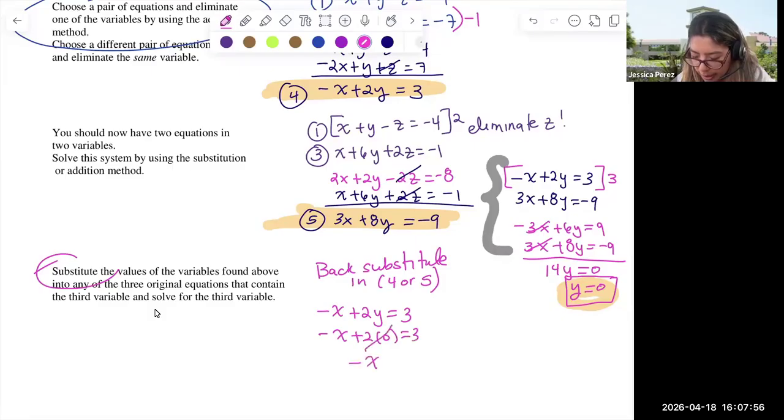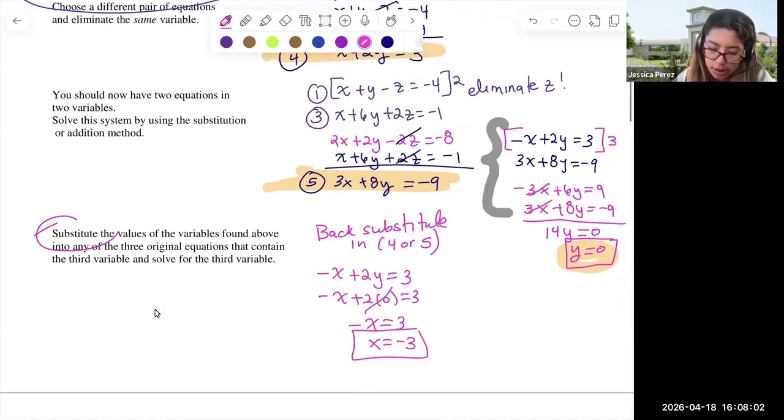So negative x equals 3, which gives me x equals negative 3. Okay, now I have two solutions, but I'm missing one. Since x is negative 3 and y is 0, I have to find z.